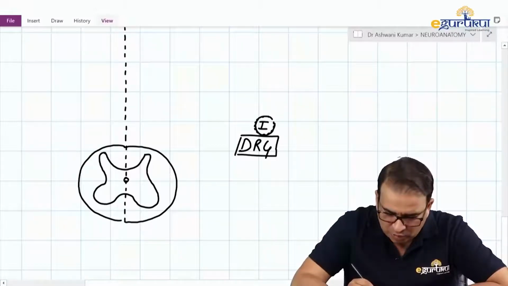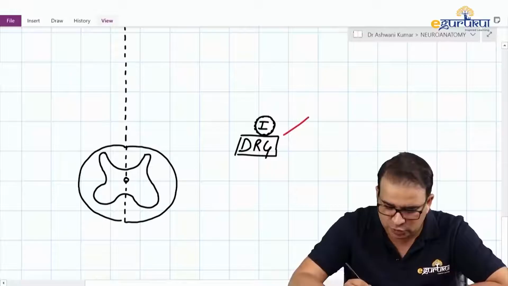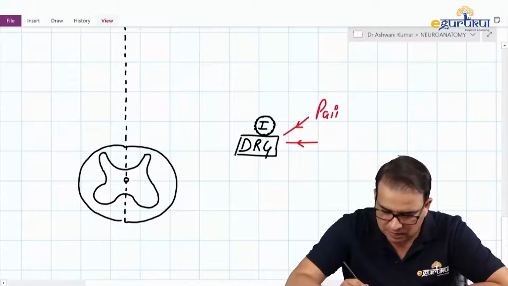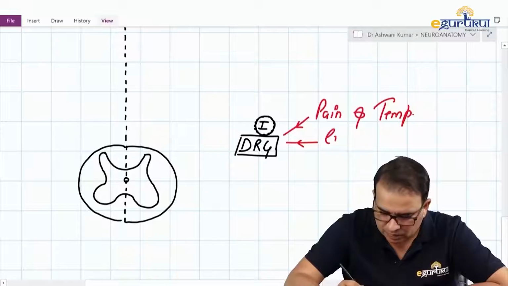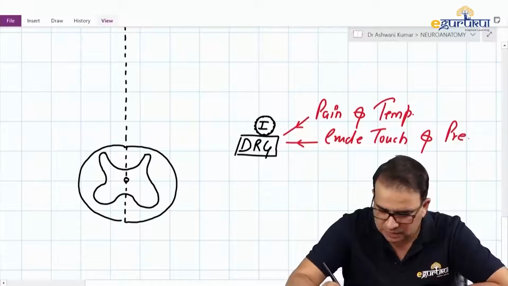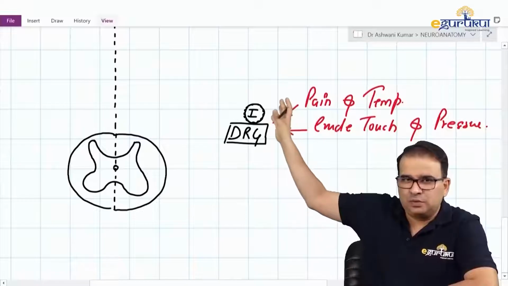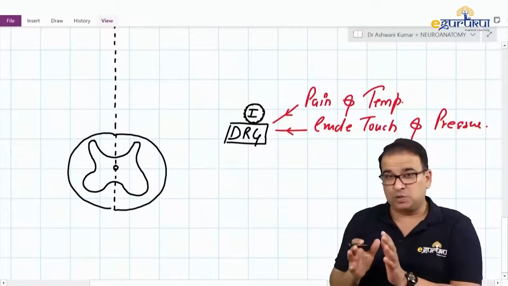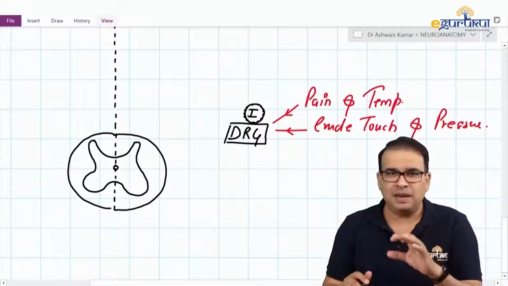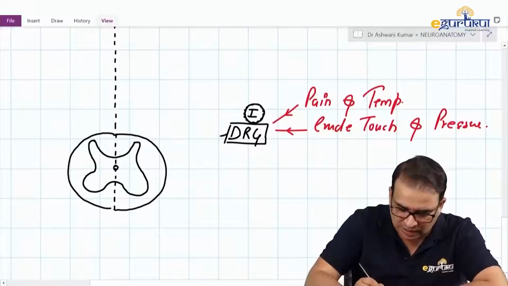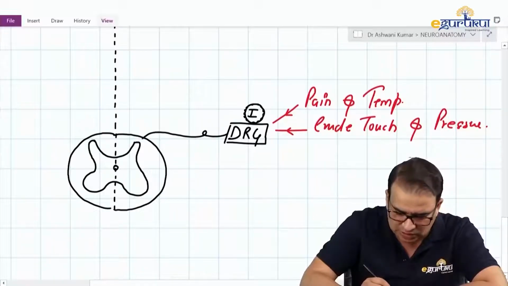Now, right now we are talking about the spinothalamic tract. That means the type of sensation which will be coming through this dorsal root ganglia are pain and temperature, crude touch and pressure. So all the sensations coming through the dorsal root ganglia right now, because we are talking specifically about one tract here, pain, temperature, crude touch or pressure, whatever it is, they're all collectively coming through the dorsal root ganglia into the dorsal horn of the spinal cord.